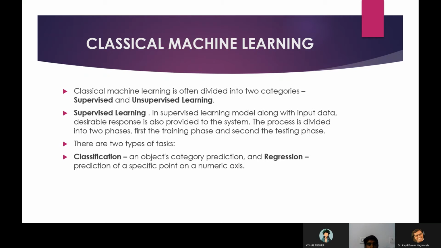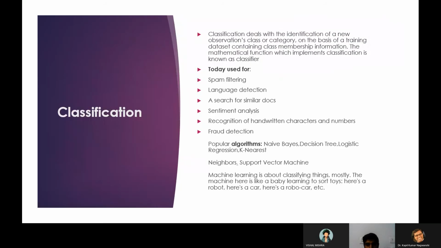Classification is known as identifying objects. It is basically a category prediction, and regression is prediction of a specific point on a numeric axis. So what is classification? Classification deals with the identification of the class of new observations on the basis of a training data set containing class membership information. The mathematical function which implements classification is known as a classifier. Today, it is used for spam filtering, language detection, search of similar documents, sentiment analysis, recognition of handwritten characters and numbers, and fraud detection.